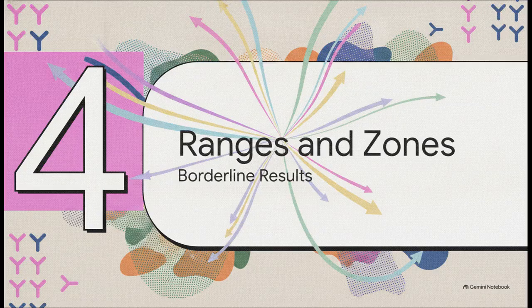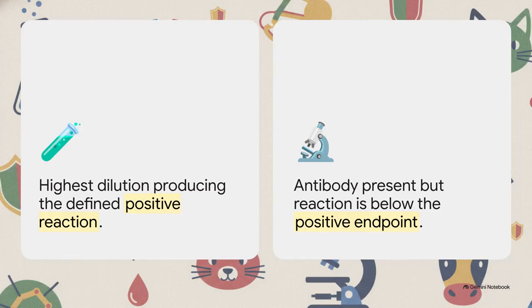Let's dive into part 4, sub-agglutinating range and zones. Now, you absolutely must keep these two concepts separate in your head. First, the titer, which we just nailed down as the highest dilution giving a positive reaction, like that 1:16 tube. Second, the sub-agglutinating dilution. This is the dilution where antibody is definitely still present, but the reaction is just too weak to meet the lab's official visual cutoff.